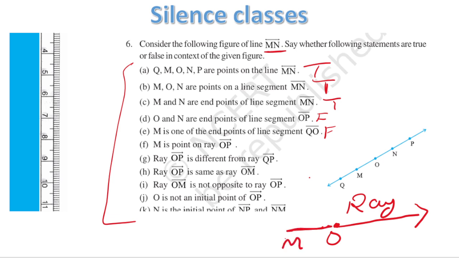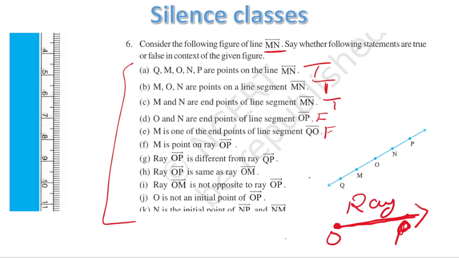Okay. So it is saying M is a point on ray OP. No, it is not a point on OP. On OP it is not, because it is starting from here and moving towards P, not towards M. So it is not lying on OP, because we are starting from O.